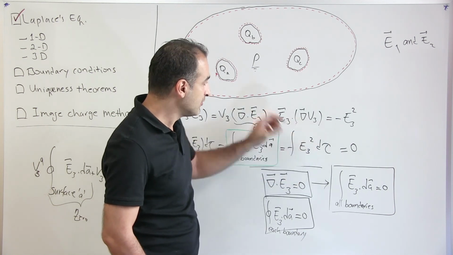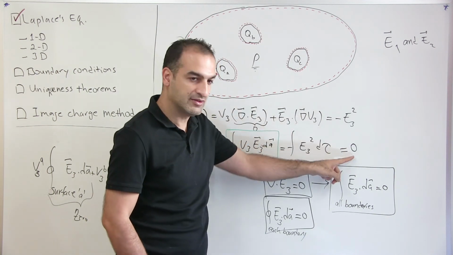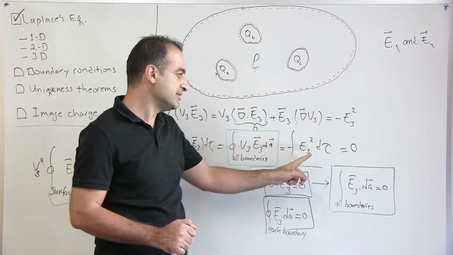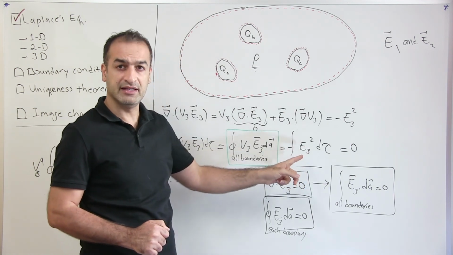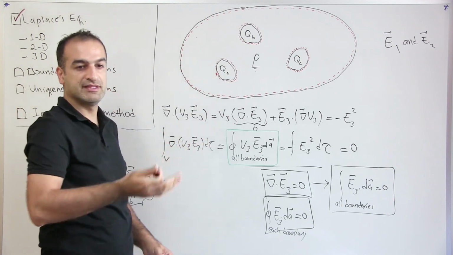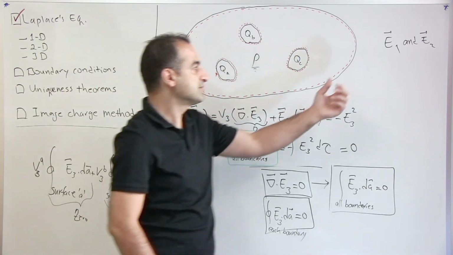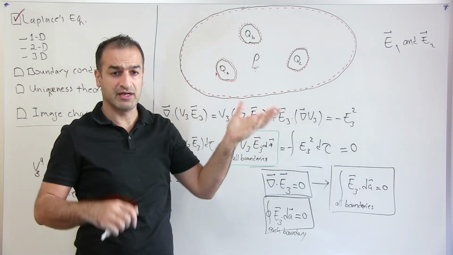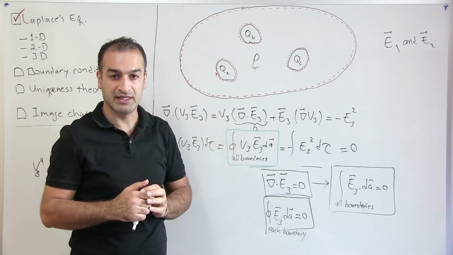If the integral over the whole space is 0, that means that at any point in space, it needs to be 0. That means E3 at any point in this space that we have must be 0. And that means the difference between E1 and E2 must be 0. That means E1 and E2 are exactly the same fields.